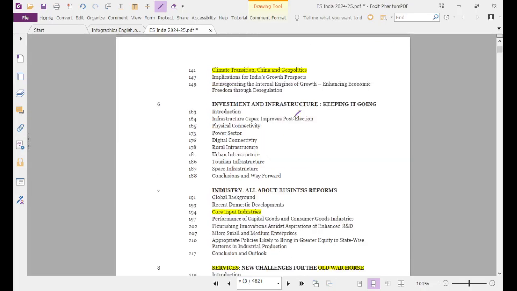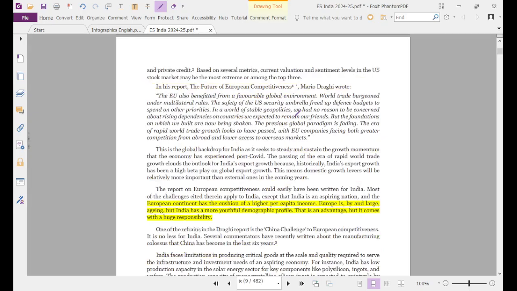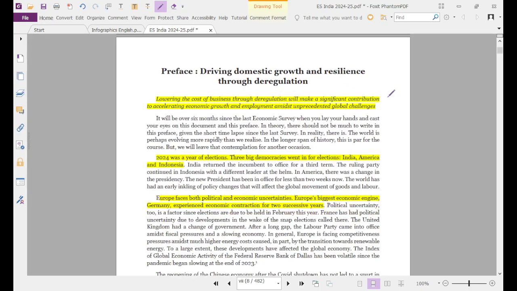So quickly getting into what is there in the first chapter, and before that, you see there is some very good bureaucratic answer writing which you can directly copy-paste or utilize in your answers, like lowering the cost of business through deregulation.